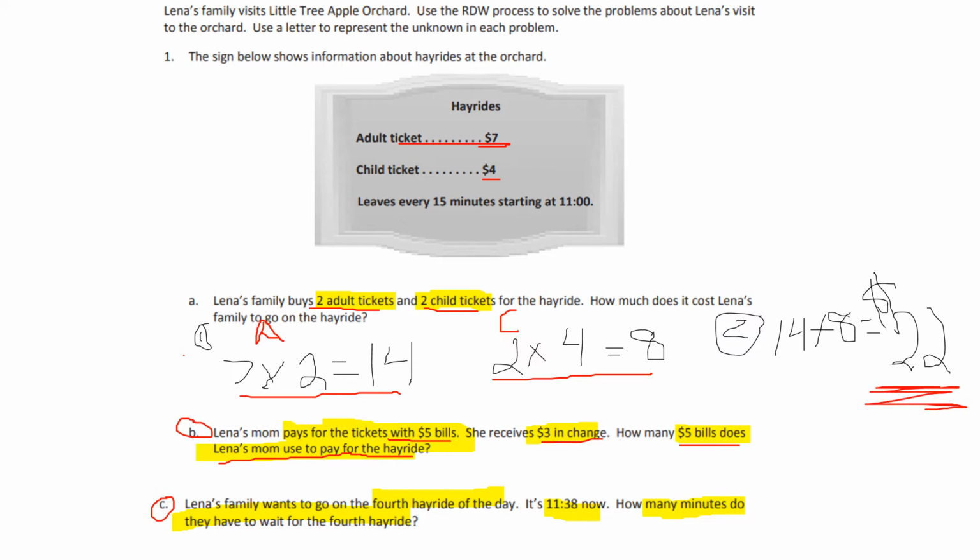Now for the second one, it says Lena's family wants to go on the 4th hayride. It's 11:38. How many minutes do they have to wait for the 4th hayride? You're going to want to make a table to do that. Good luck.